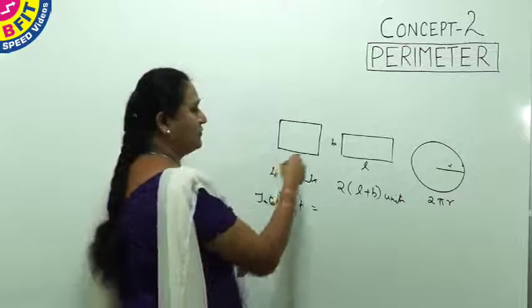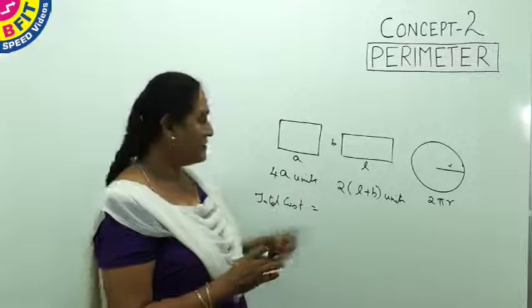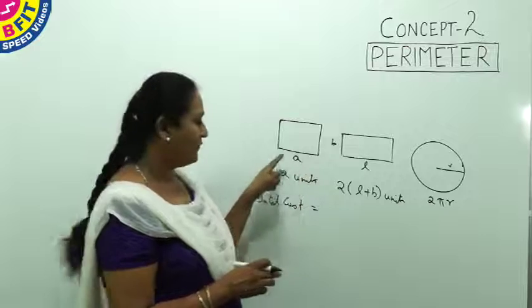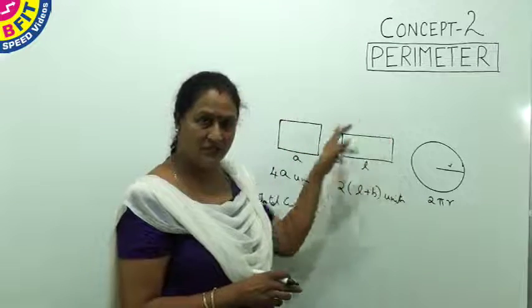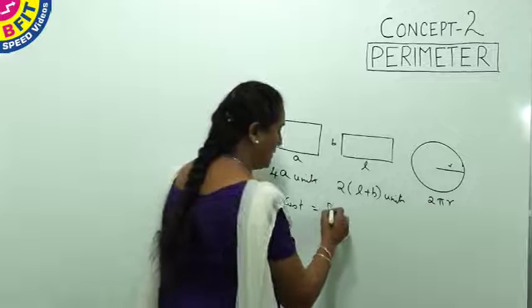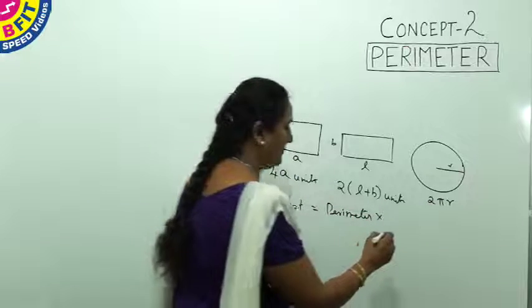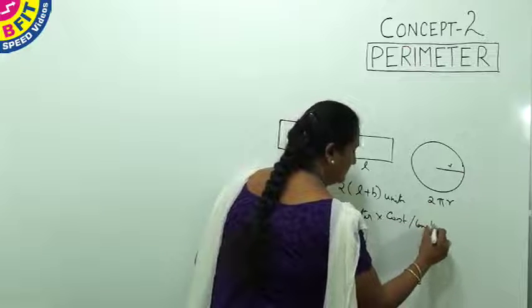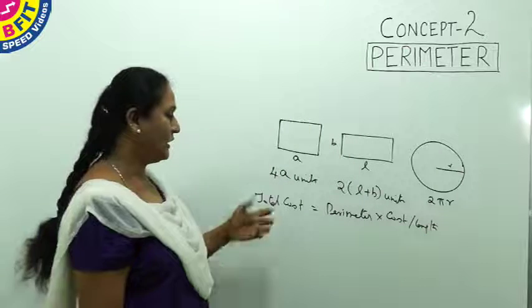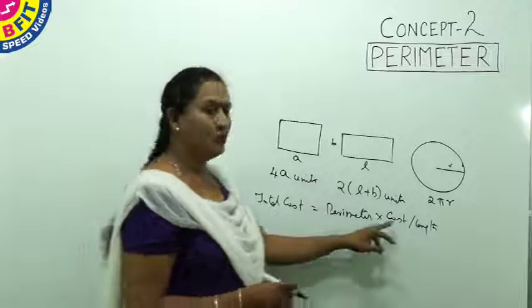suppose you are asked to find the cost to fence a square field. So what will be the total cost? Find the perimeter, the length which has to be fenced. If it is a rectangle, the length which has to be fenced. Find the perimeter into the cost per length. So the total cost is got by the full length, that is the perimeter, into the cost per length.